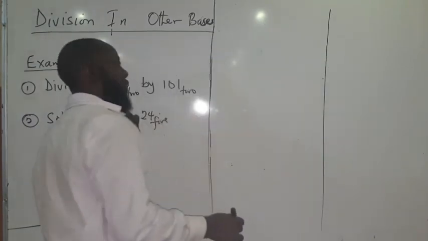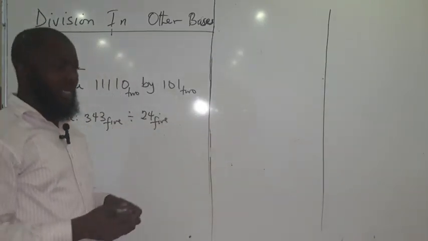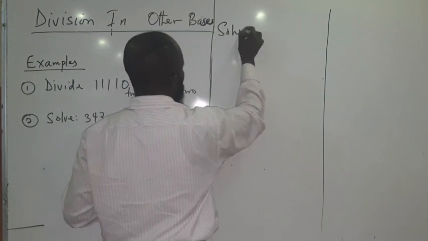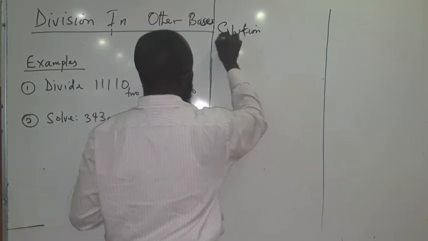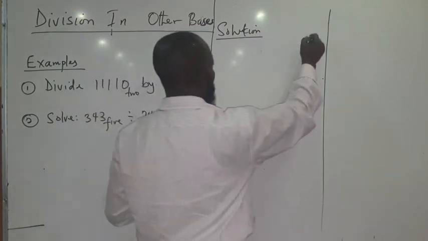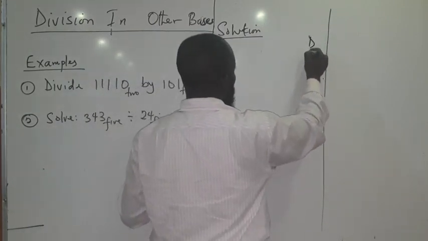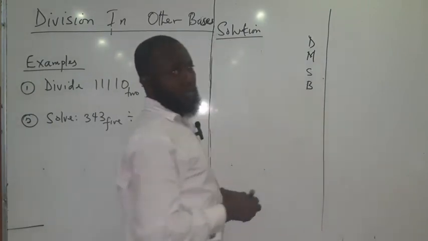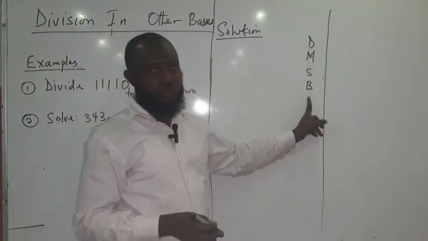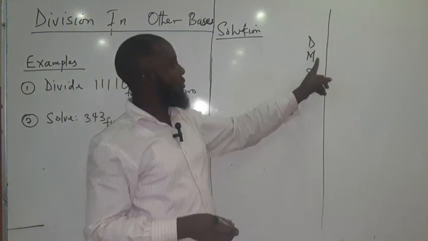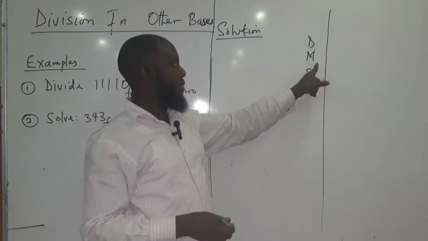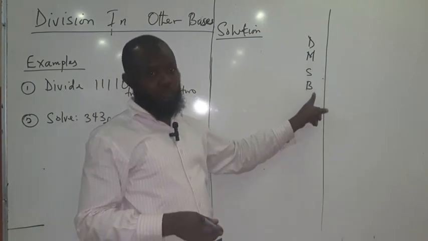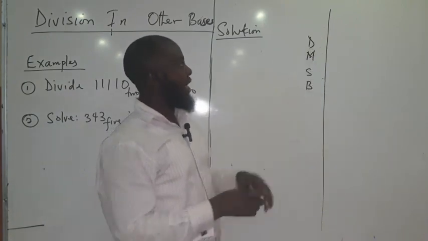Let's divide it straight. We are going to make use of the long division method. Under the long division method, we have what we call divide, multiply, subtract, bring down. So we're going to follow this from a DMSB. We're going to divide. After division, we multiply. After multiplication, we subtract. After subtraction, then we bring down. We bring down the next one, then we go back to it.